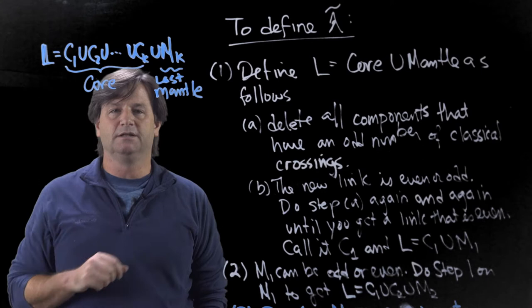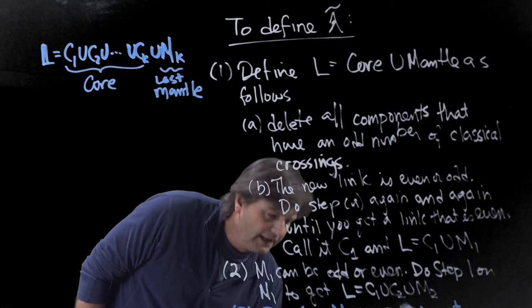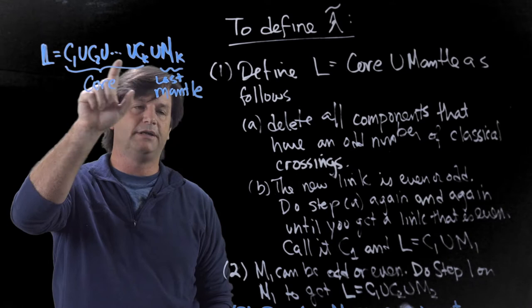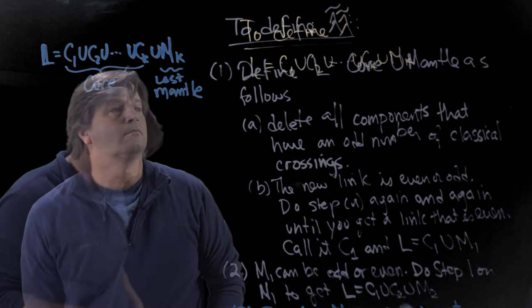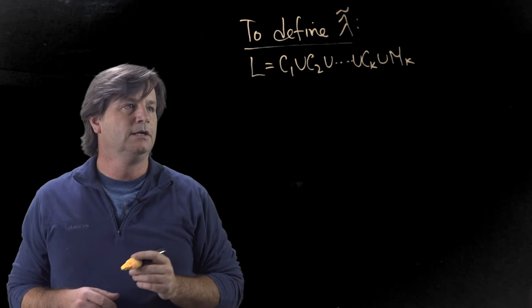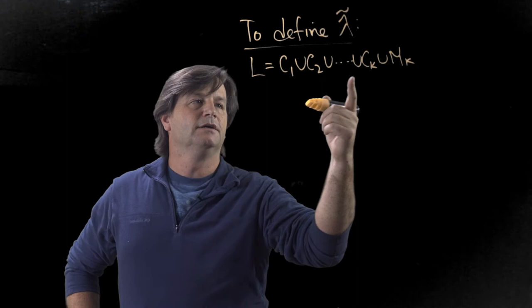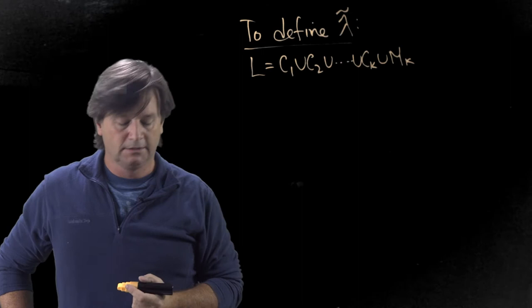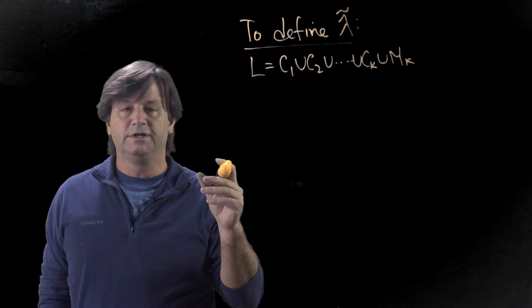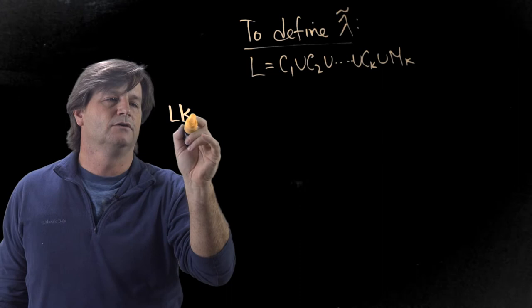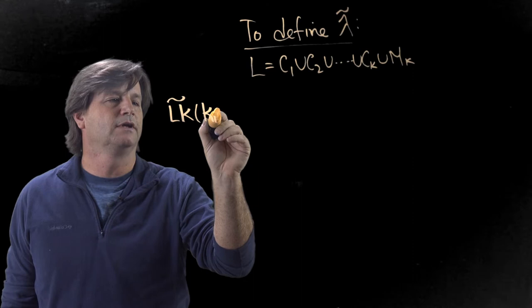Okay, now that we have the core and we have these independent links, we can define a modified linking number, and it's the modified linking number that will give us lambda. Let me erase and we'll get started again. Okay, so we're back. We have L decomposed into a set of even core links, and then possibly one odd link sitting at the end. And now we can define a modified linking number between two components. So here's how that looks. Let's start right here. I'm going to define link tilde of KI, KJ to be the following.